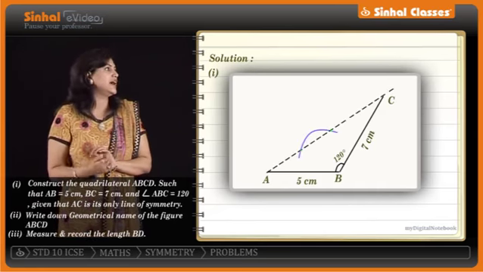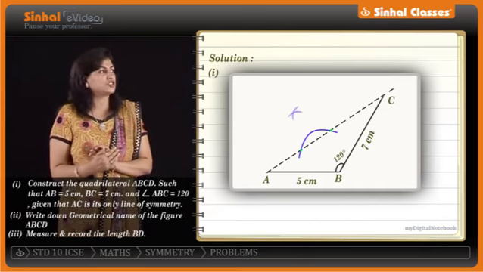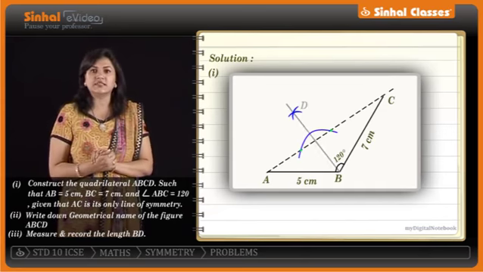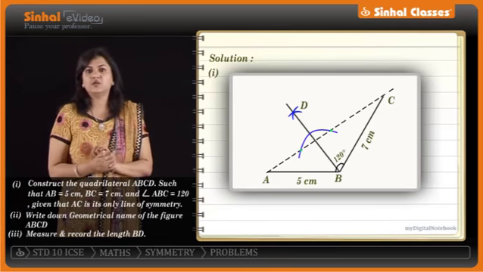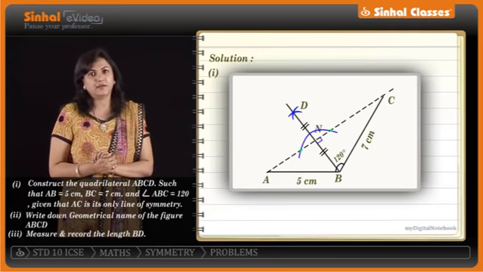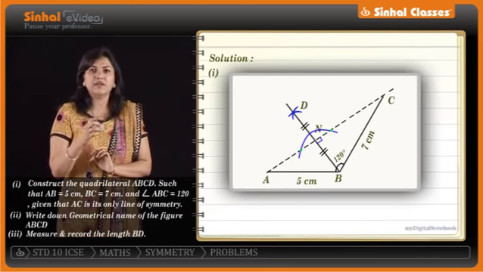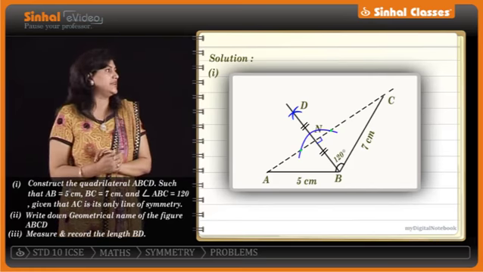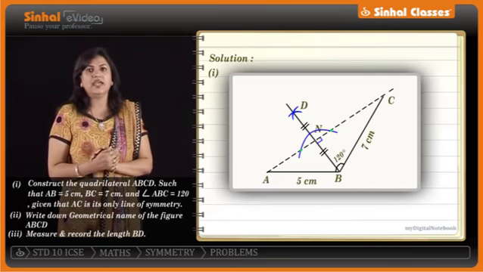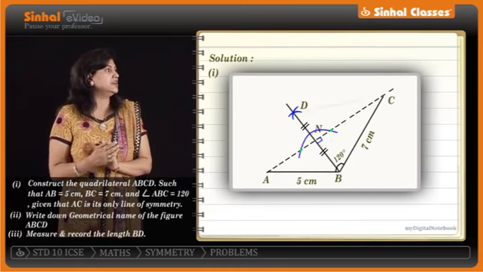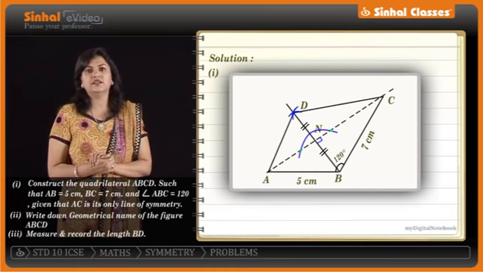So we take a point D such that the perpendicular distance BN is equal to ND. I repeat, we take the point D in such a way that BN is equal to ND. Now join AD and DC to complete the quadrilateral. So ABCD is the required quadrilateral.